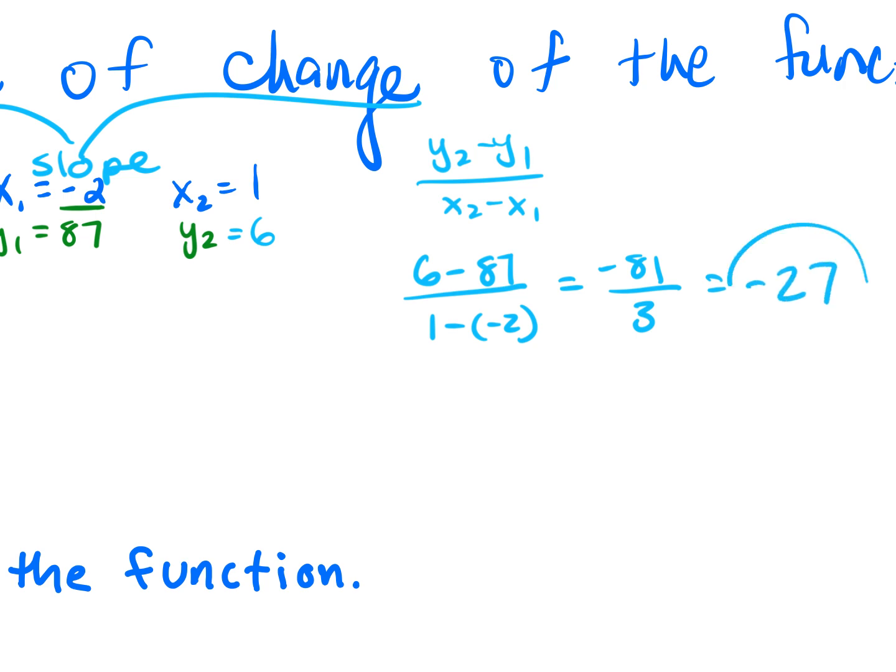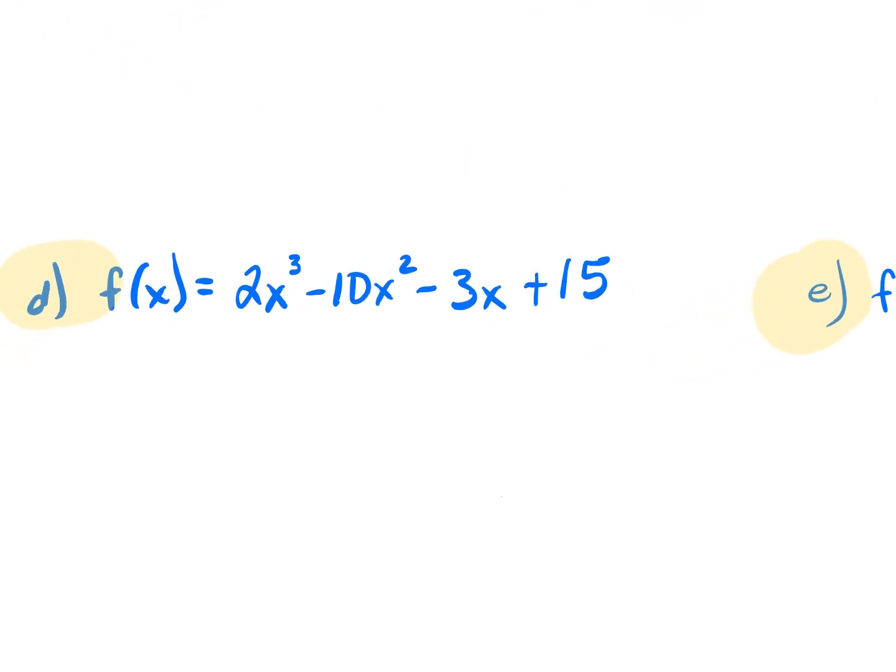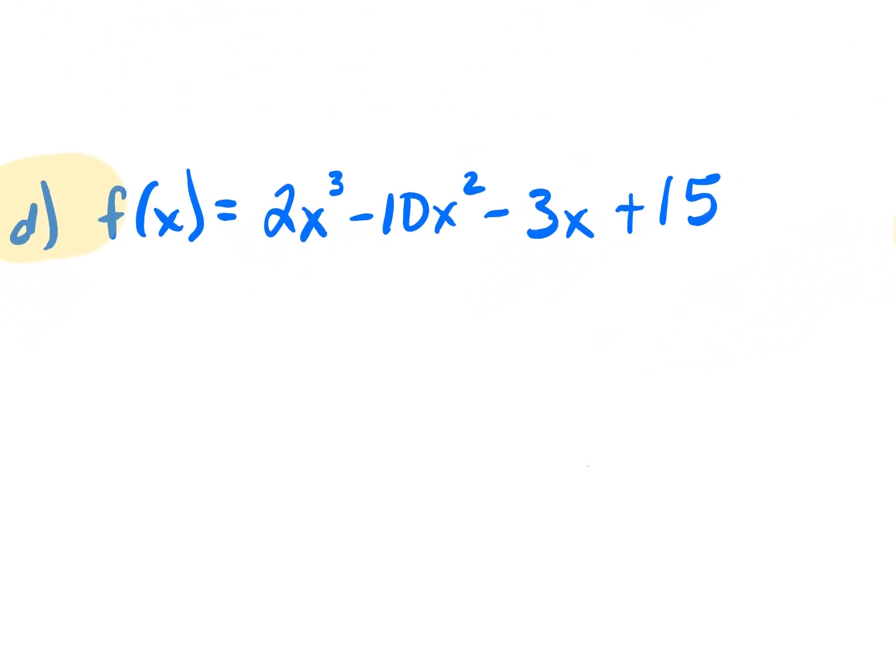-27. Awesome. All right, 11, let's find the zeros of the function. So we want to make f of x 0, and we're going to solve. So here we have 4 terms. How do we solve with 4 terms, or how do we factor with 4 terms? Grouping. We want to group the first 2 and group the second 2. Then we take the GCF out of each group.